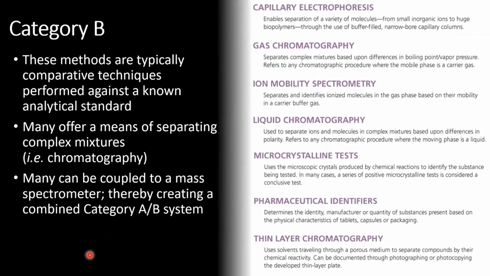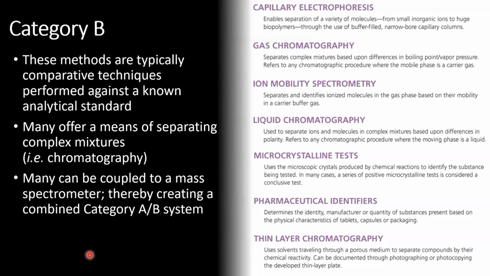Moving on to category B, these methods are typically comparative techniques that are often performed against an analytical standard of a known drug. So let's say you have an unknown sample, you suspect it's cocaine, you run liquid chromatography, you would run that comparing against a known cocaine analytical standard, in which case they should both give chromatograms with matching retention times.